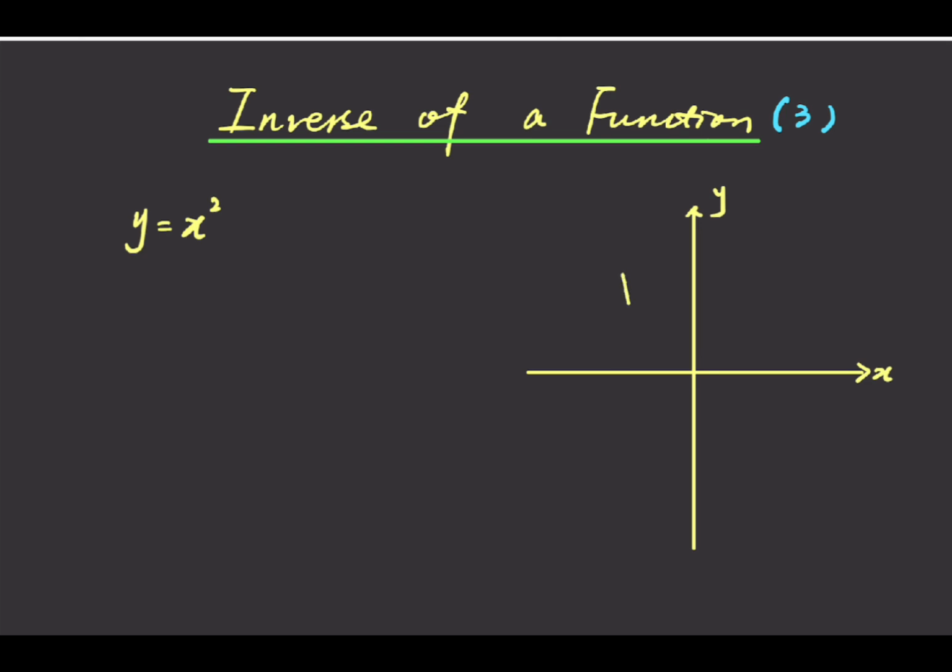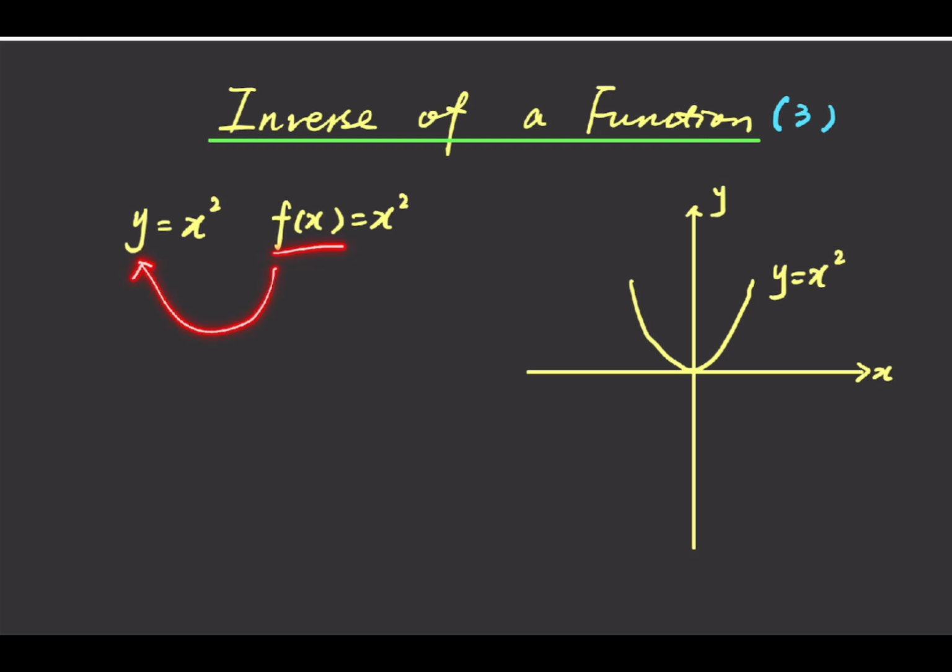the graph for this function. Here, this is the graph of the function y equals x squared. We can write it like this, f(x) equals x squared. If this relation is also a function, we can use f of x to replace this y. Okay? That you say this graph can pass vertical line test. Okay? So this relation is a function.